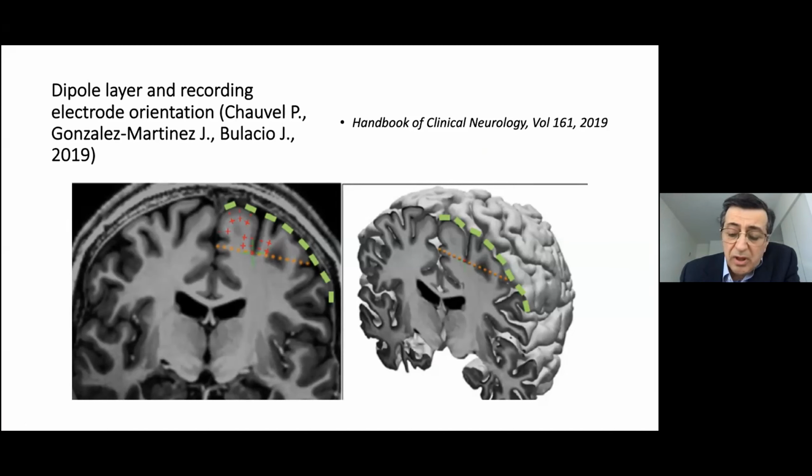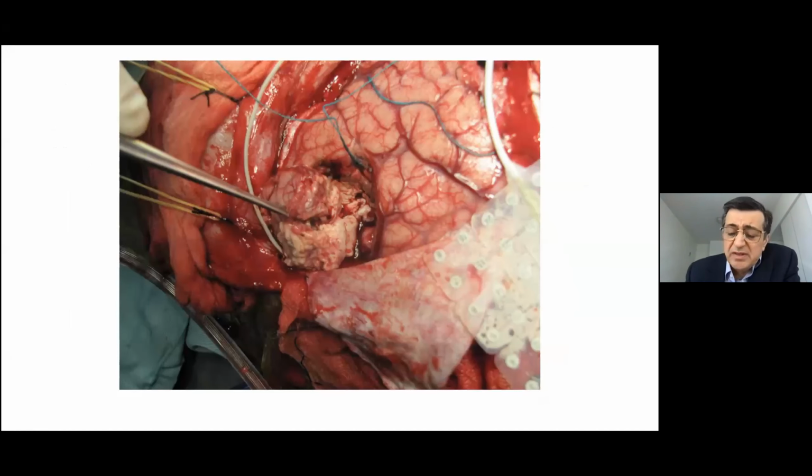And this also explains why there was only one electrode picking it up and there was no propagation to other electrodes. So this is the resection.